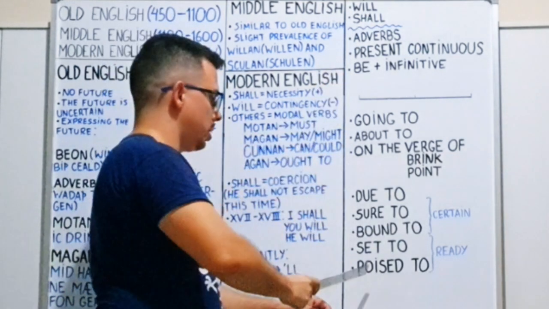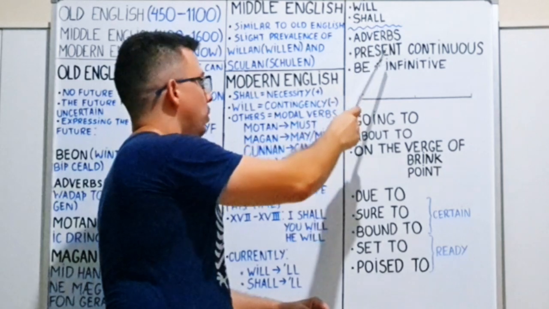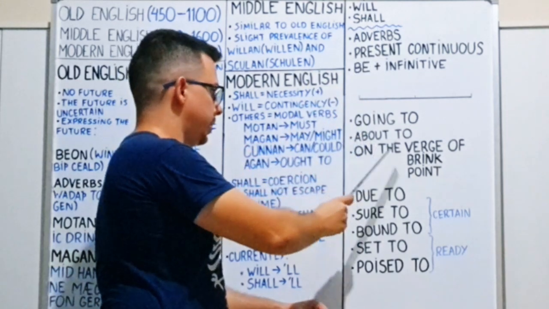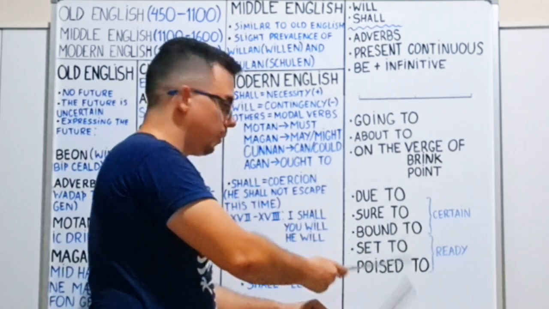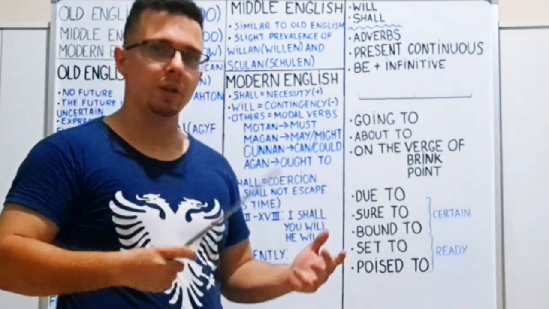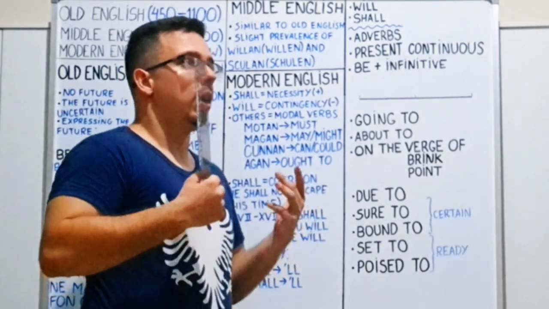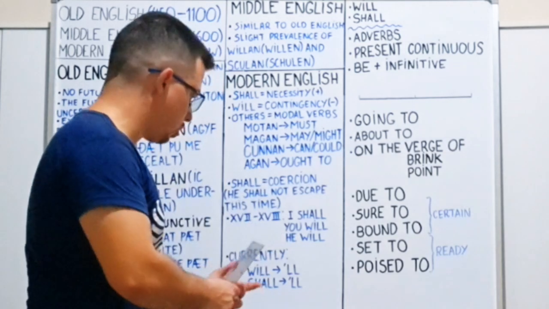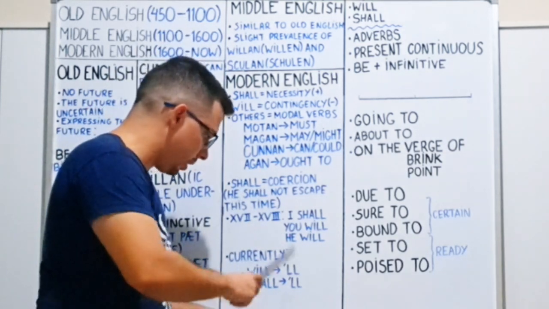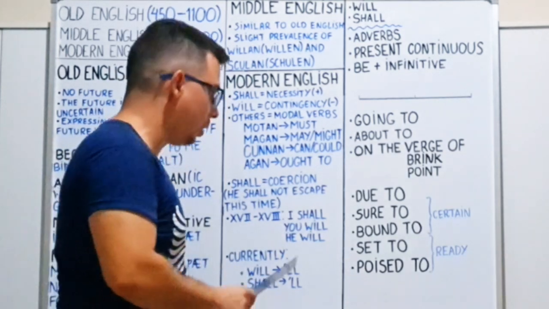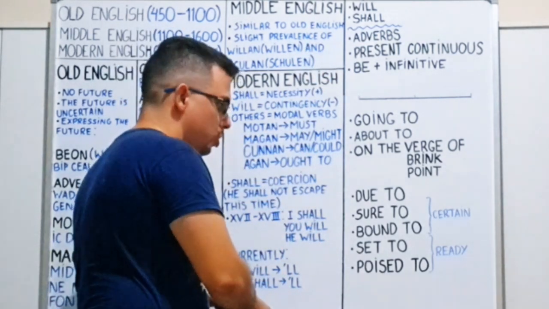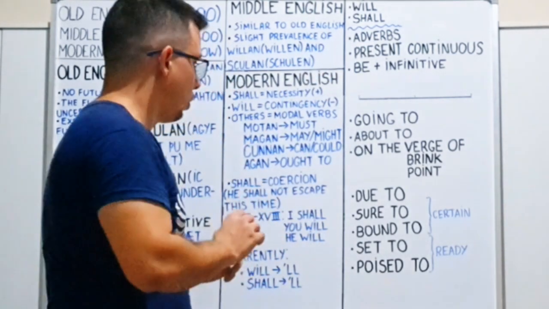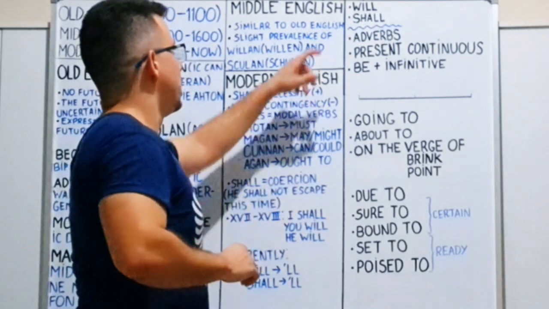We have here 1, 2, 3, 4, 5, 6, 7, 8, 9, 10, 11, 12, 13, 14, 15 ways of making the future in modern English. So you can think, what happened? We were supposed to have just one way, which is will. How did we end up having so many ways of making the future? Let's talk about that.